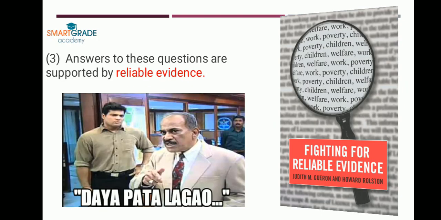Then third one is whatever questions you have formulated, they should be supported by reliable evidences. If you don't get evidence, then you cannot consider it as fact. So if you are watching CID, what does Daya do? Daya finds the evidences, and through those evidences the criminal is prosecuted. So similarly, while writing history, you need to find reliable evidences.